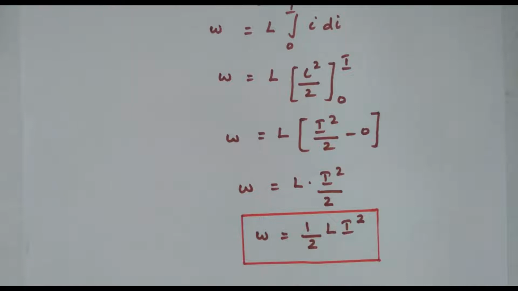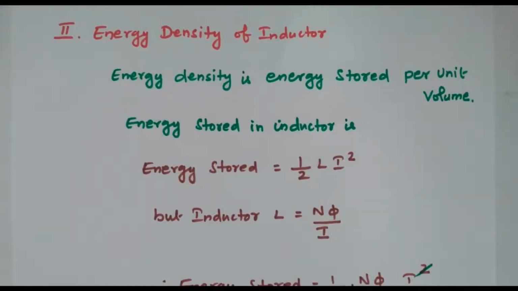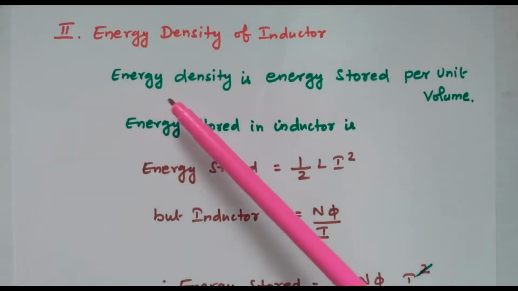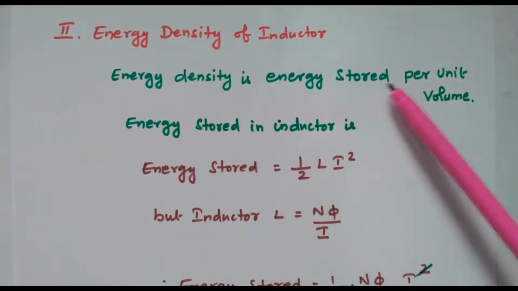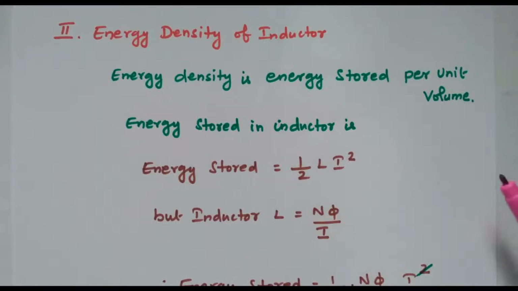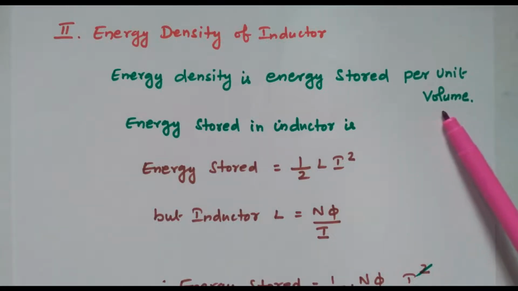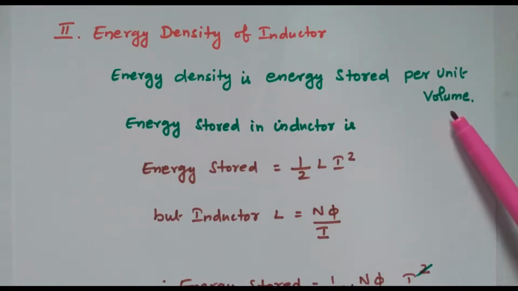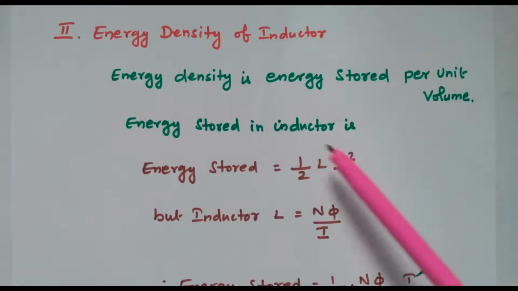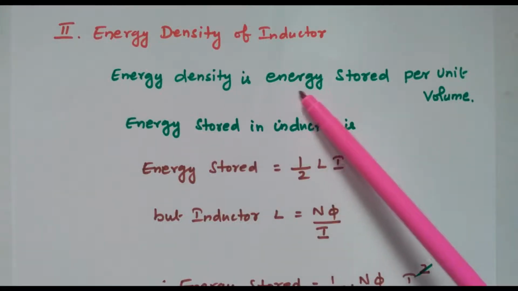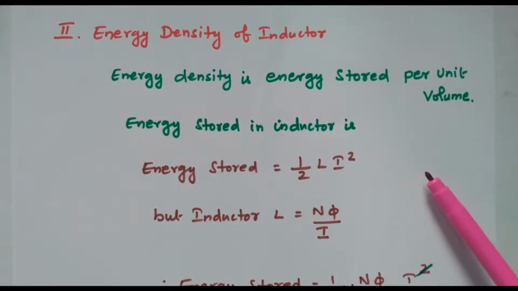Now we'll see the energy density of the inductor. The energy density is nothing but energy stored per unit volume. Density can refer to length, area or volume. Here we are referring to volume, right? How much energy for a given volume. So the energy density is energy stored per unit volume.